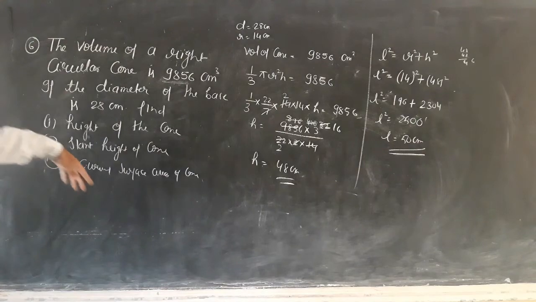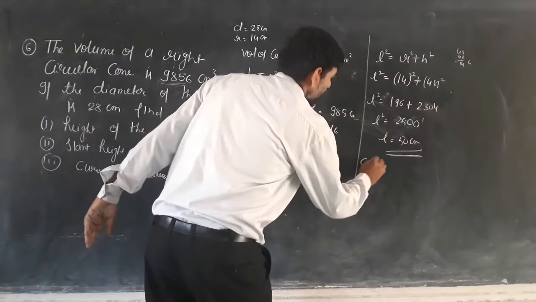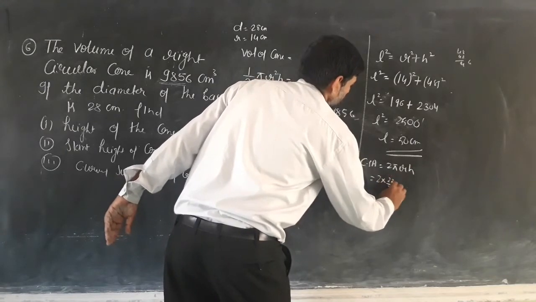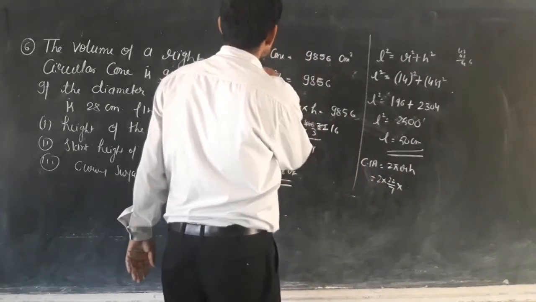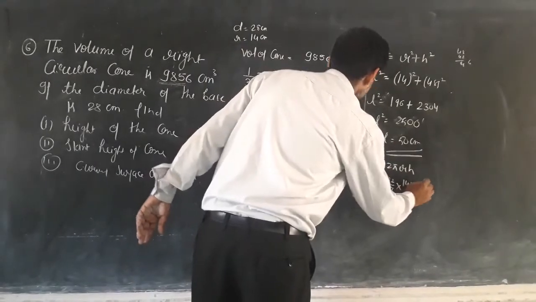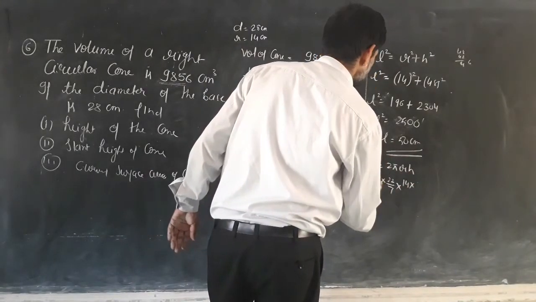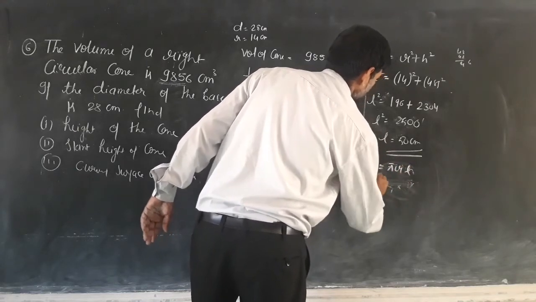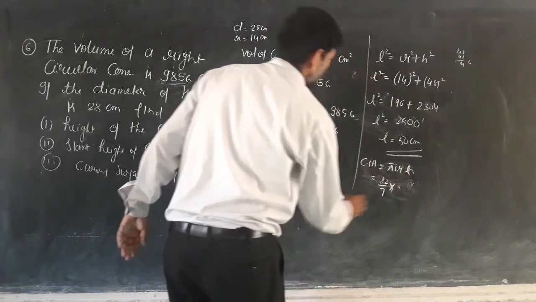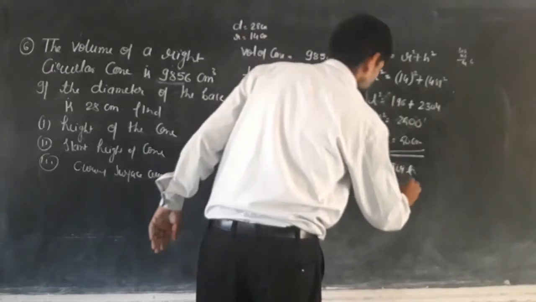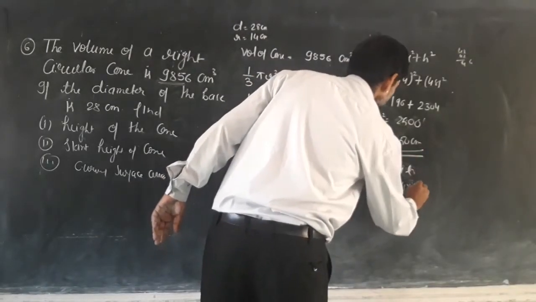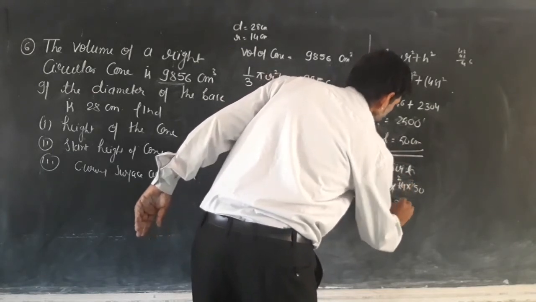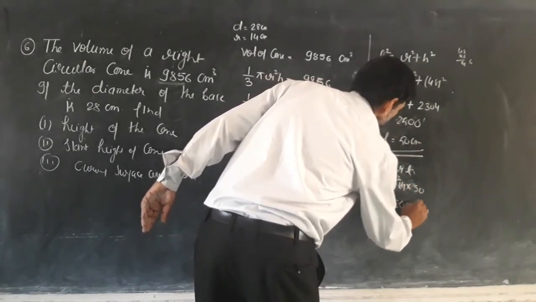Now next is curved surface area. So curved surface area is equal to pi r l. Sorry, it is pi r l, not 2 pi r h. Pi is 22 upon 7, radius is equal to 14 centimeter and slant height is equal to 50. So how much will it come? 2200 centimeter square.